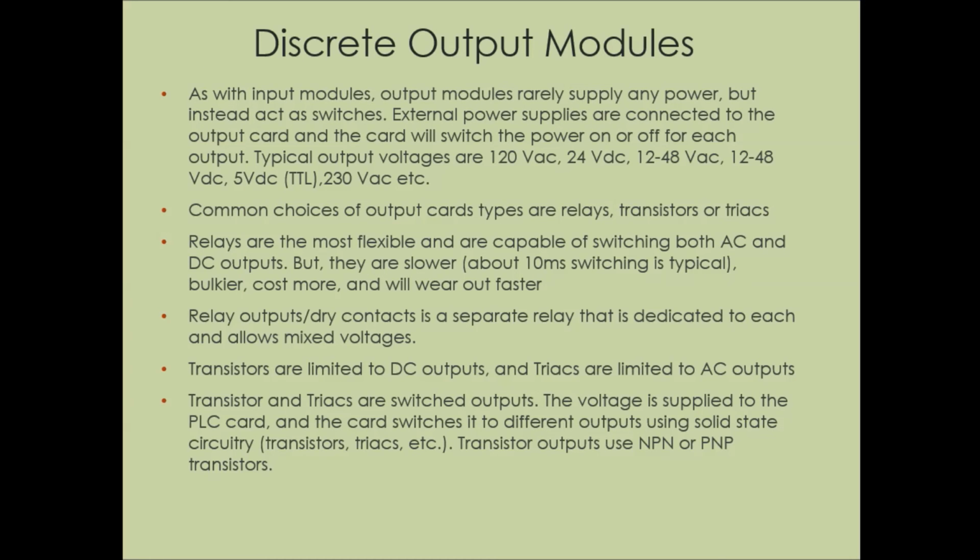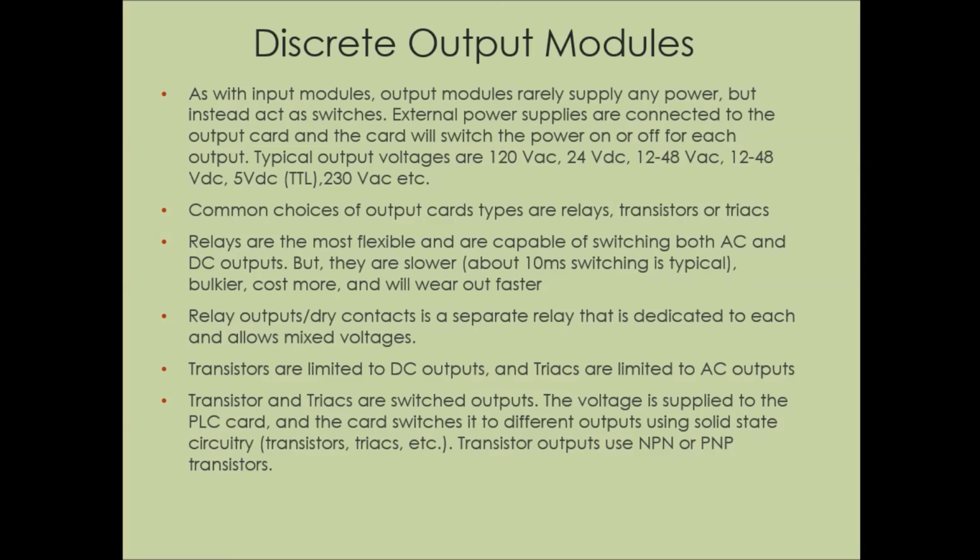Discrete output modules, as with input modules, rarely supply any power, but instead act as switches. External power supplies are connected to the output card, and the card will switch the power on or off for each of the outputs. Typically, output voltages are 120, 24 volts, 12 to 48 AC, DC, 12 volts, and several more. Common choices of output card types are relay, transistors, or triacs.